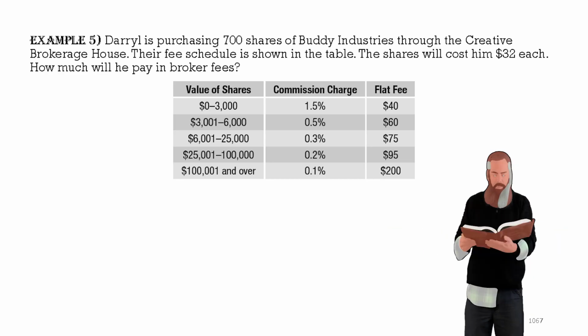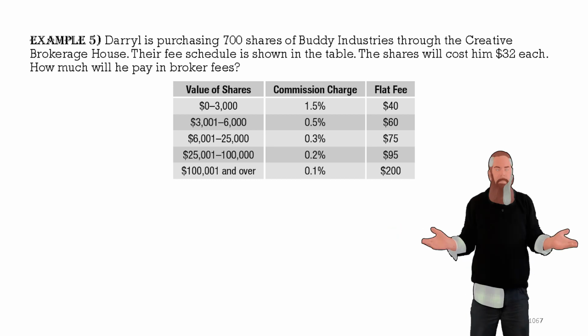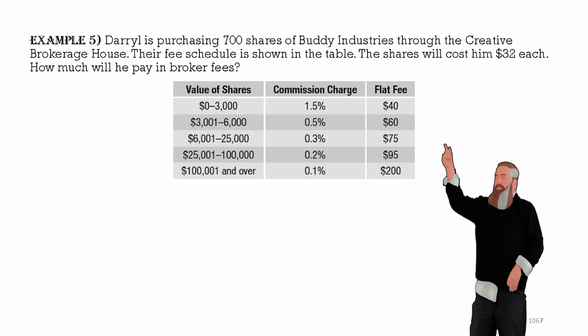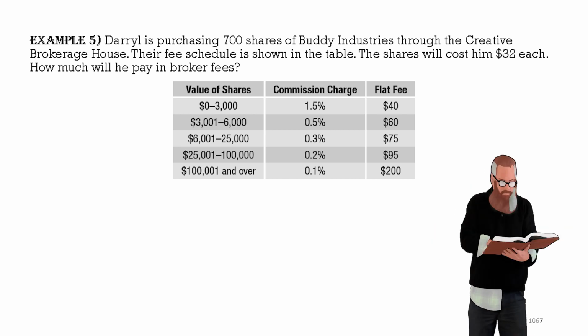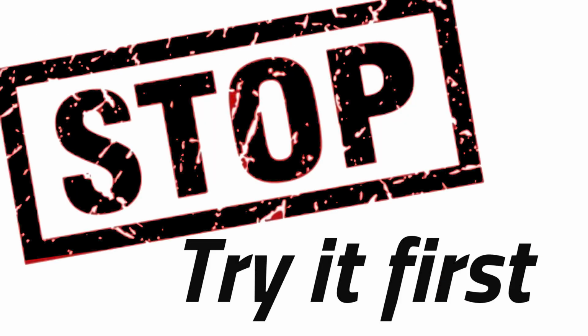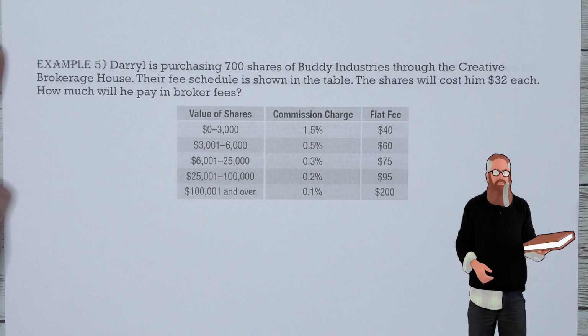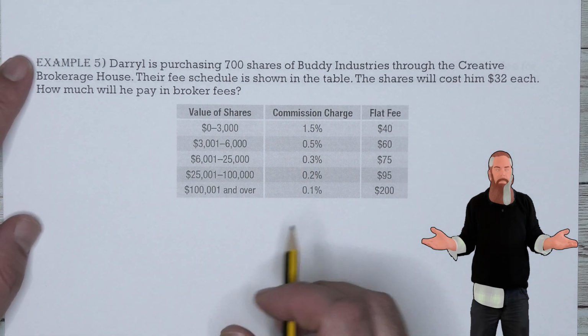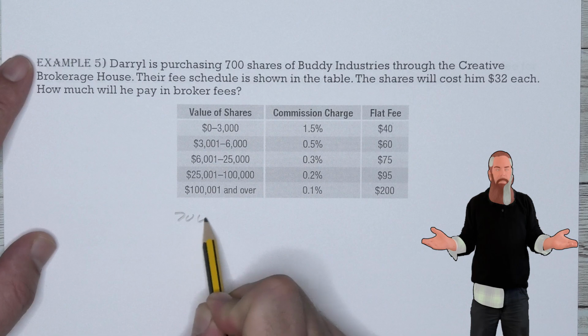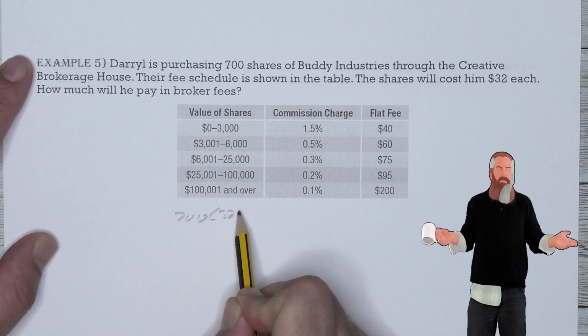Darryl is purchasing 700 shares of Buddy Industries through the Creative Brokerage House. Their fee schedule is shown in a table. The shares will cost him $32 each. How much will he pay in brokerage fees? Darryl first has to find the total value of his purchase to see which line of the table he's going to use. He multiplies the number of shares by the purchase price.